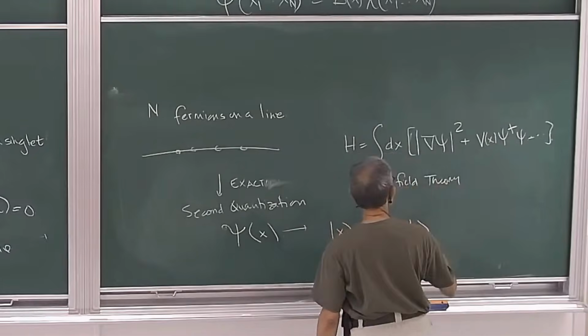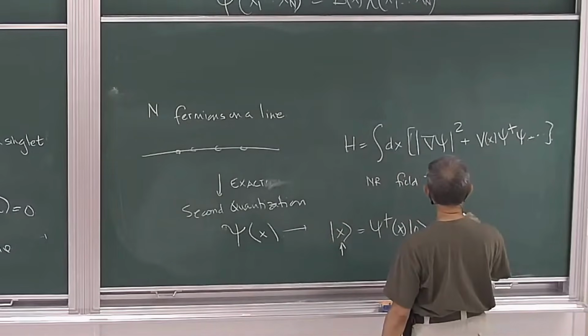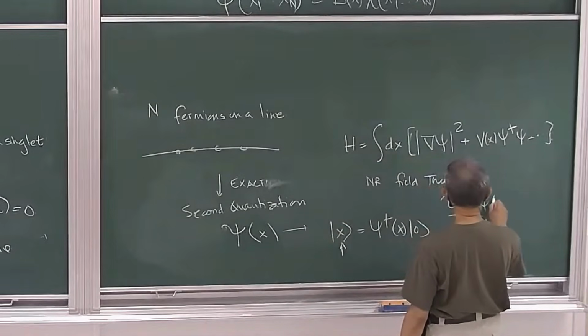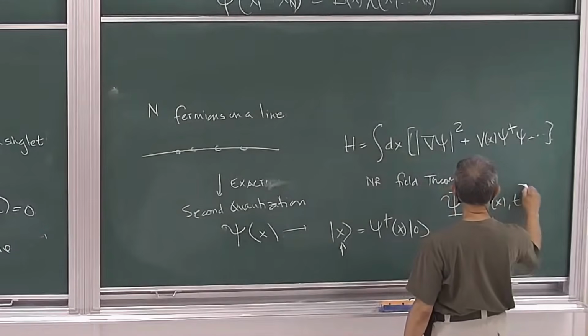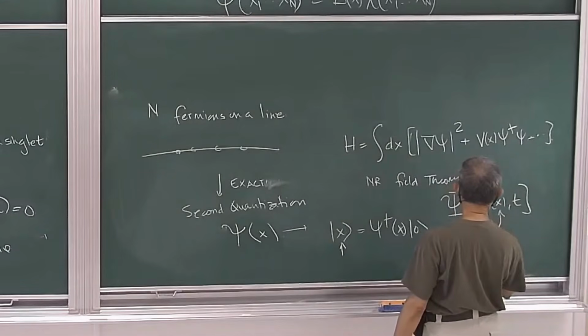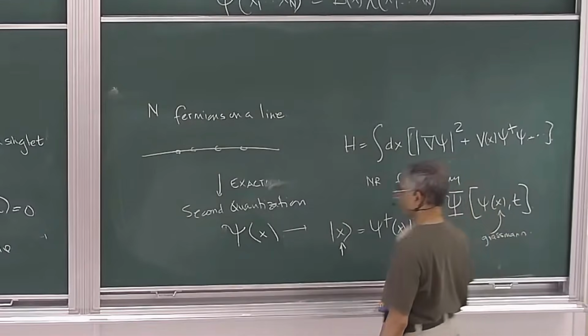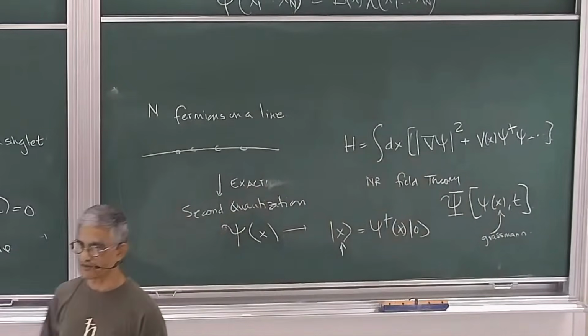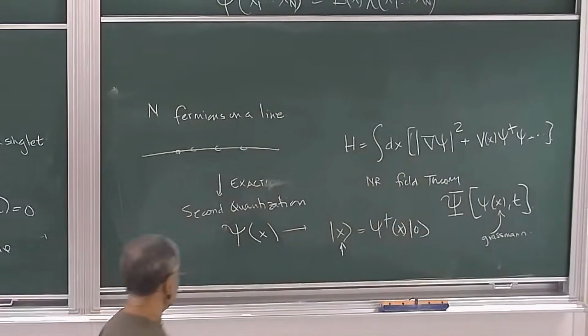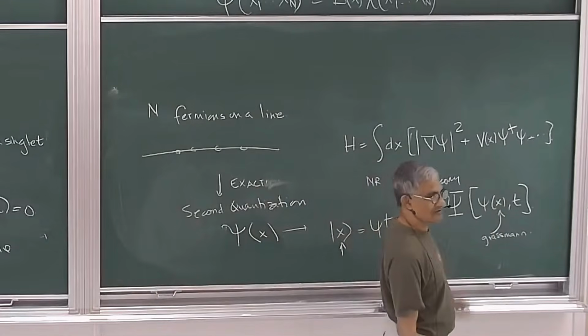And in this non-relativistic field theory, the wave functional is a function of some Grassmann objects which are called psi of x. Those are the eigenvalues of the operator psi of x.